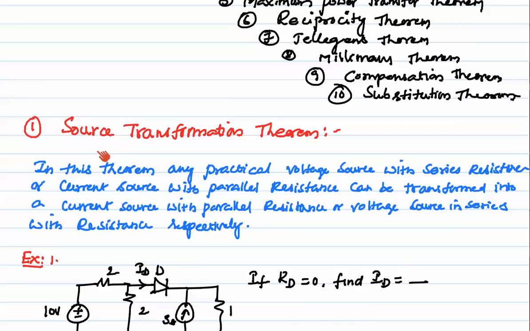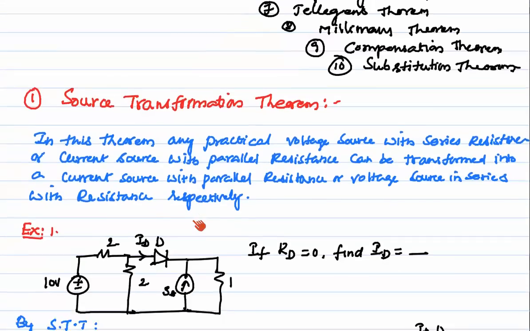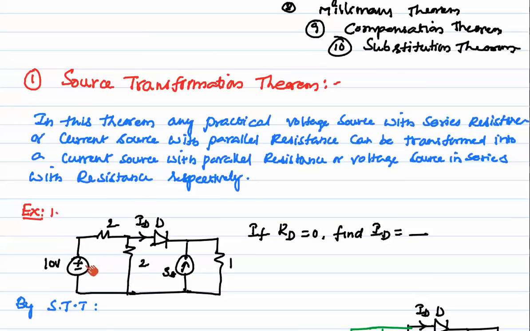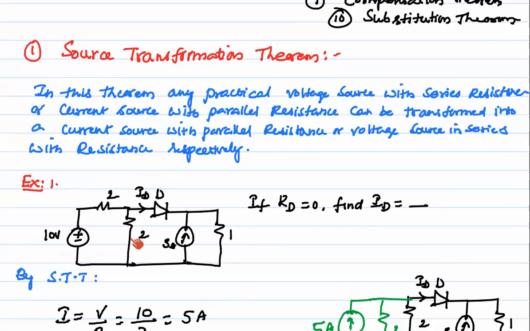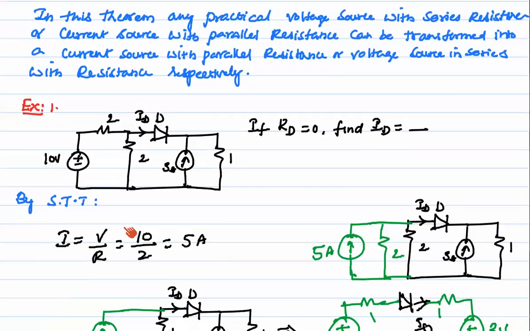So first is the source transformation theorem. In this theorem, any practical voltage source with a series resistance or current source with a parallel resistance can be transformed into a current source with a parallel resistance or a voltage source in series with a resistance respectively. That means, friends, in any network, a voltage source in series with a resistance can be represented as a current source in parallel with the resistance. To convert from a voltage source into a current source, we are going to use Ohm's law. So let's take an example to understand this concept.